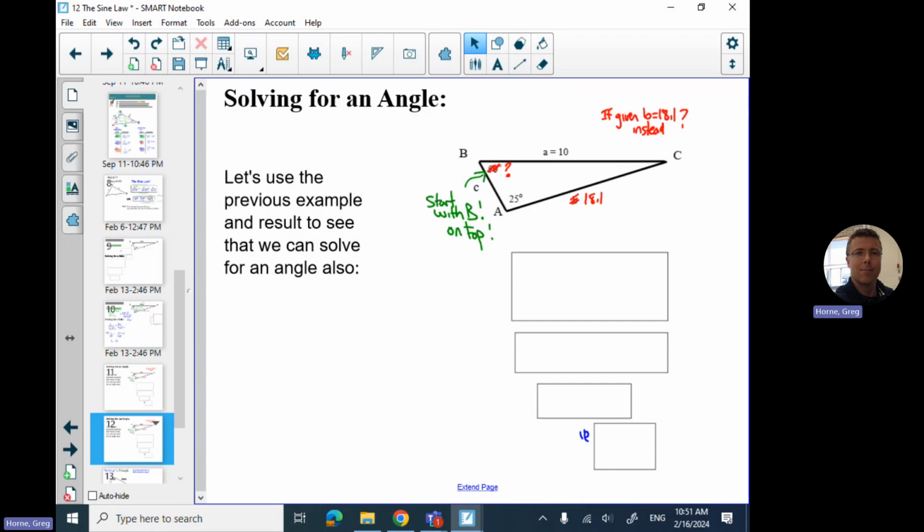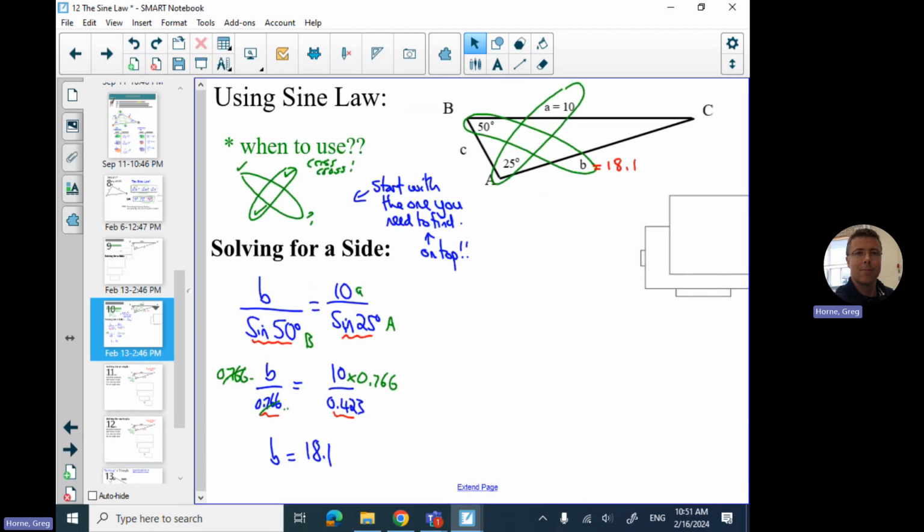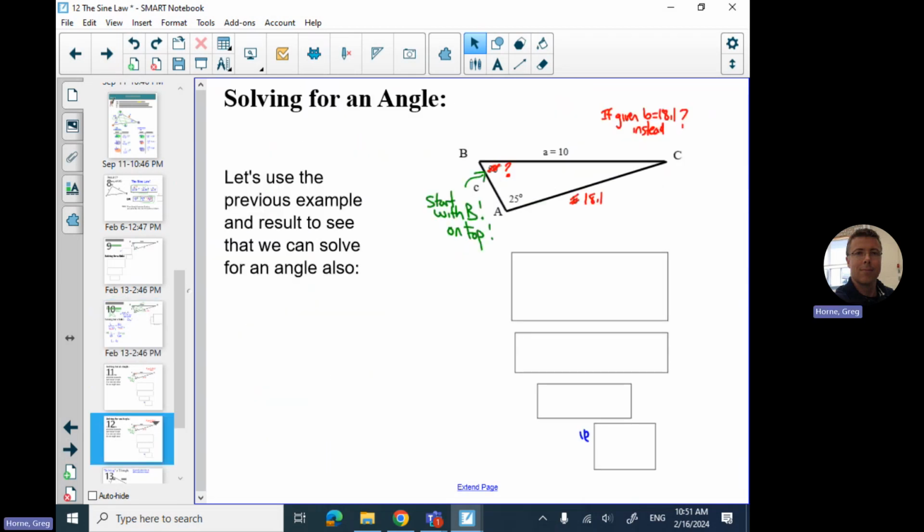There we go. So yeah, when we're doing this, we're going to use the previous example just to show that we can solve for the angle and see that we get the right answer. So we know the angle really should be 50, right? So I have this set up now where it's like, well, if you're given the 18.1 side and you're asked for angle B, right? Then you're looking for angle B and so on.